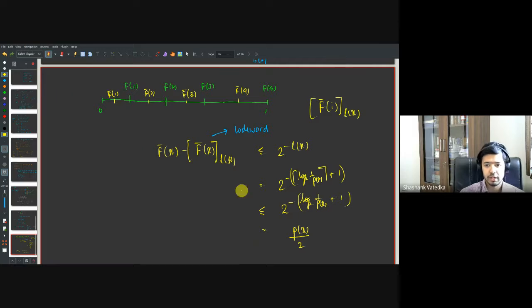Okay. And now what I've just shown is that f bar of x minus f bar of x truncated to L of x is at most p of x by 2. So it is going to be less than f bar of x, but how far can it be from f bar of x? At most p of x by 2. But what is this width? This is p of x by 2. So what this means is that the Shannon-Fano-Elias code word is going to be some point on this interval.